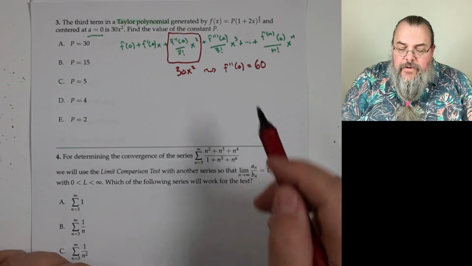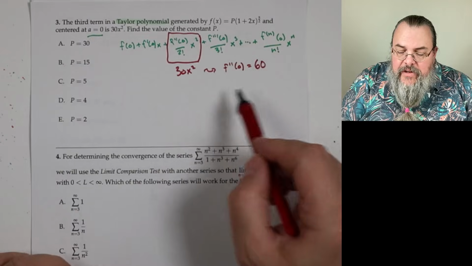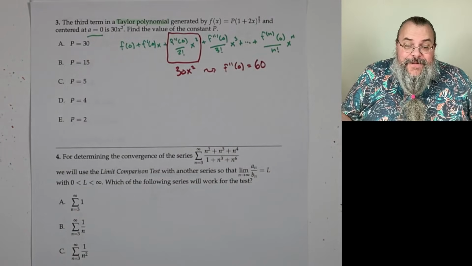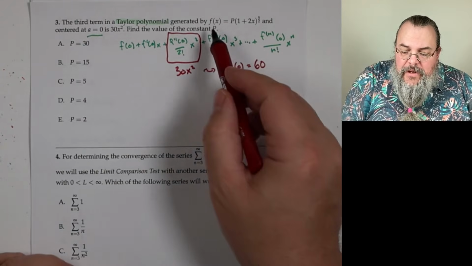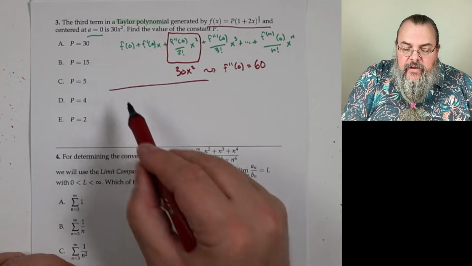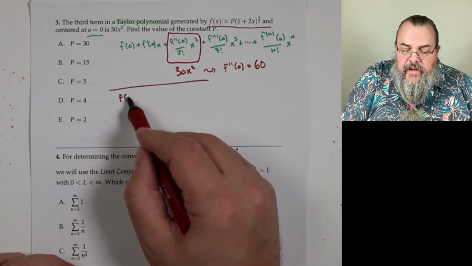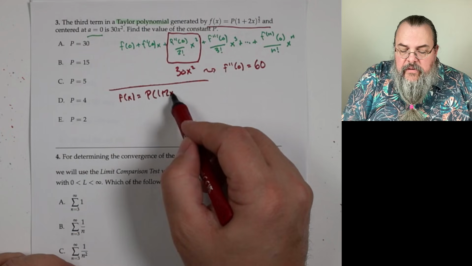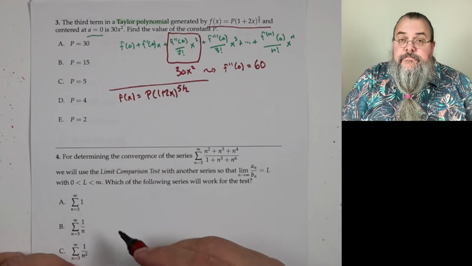So by knowing we have something in the Taylor polynomial, now we know something about the second derivative at 0. And we say, okay, so that's going to come into play. In fact, that's the only thing we have. So it better come into play. So we say, well, let's look at what we have here. We have our f of x. So let's take a look. f of x is p times (1 plus 2x) to the 5 halves.